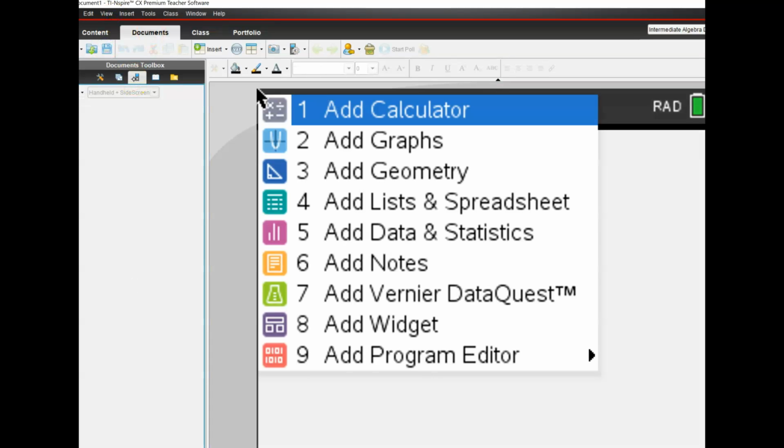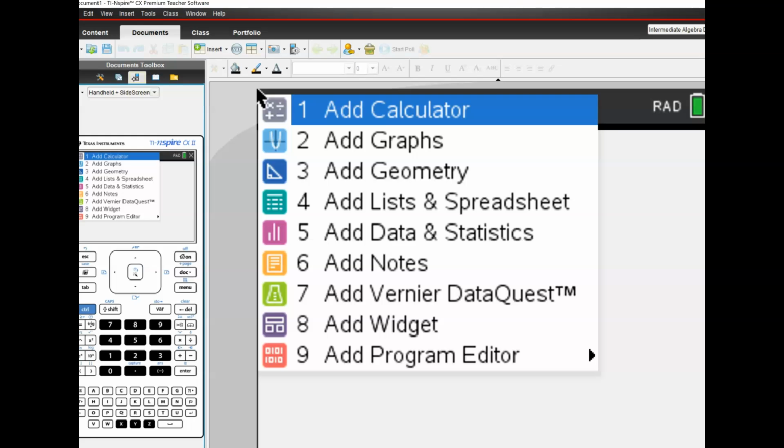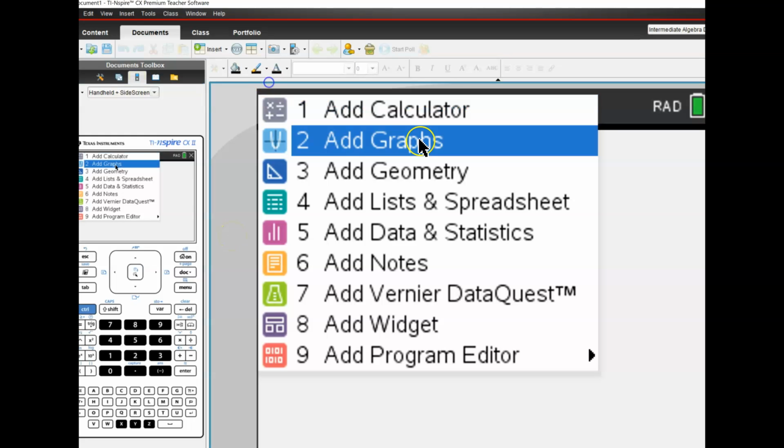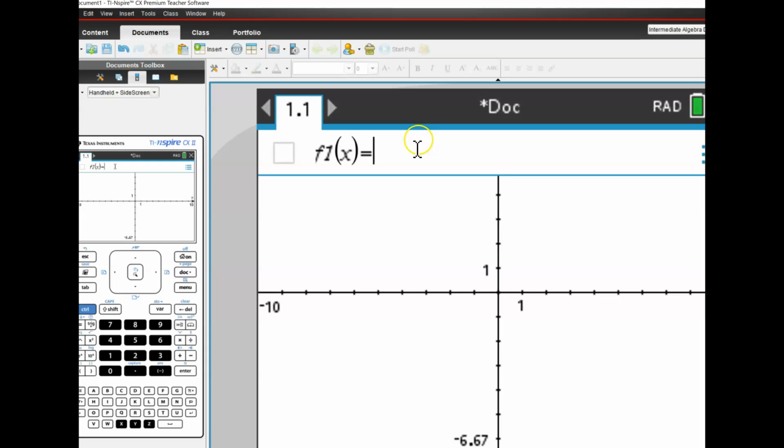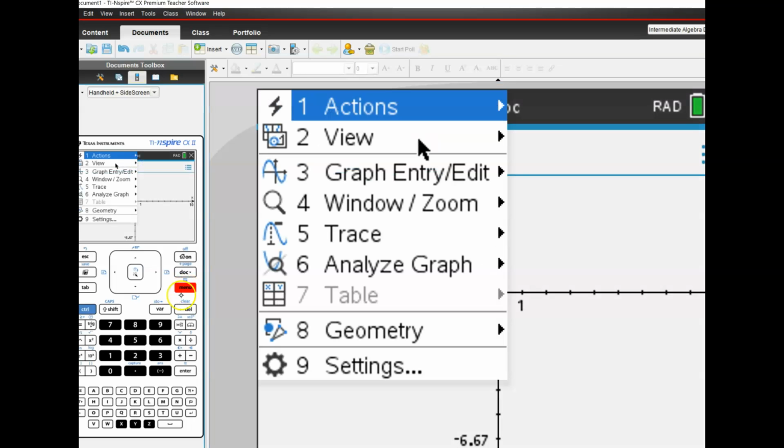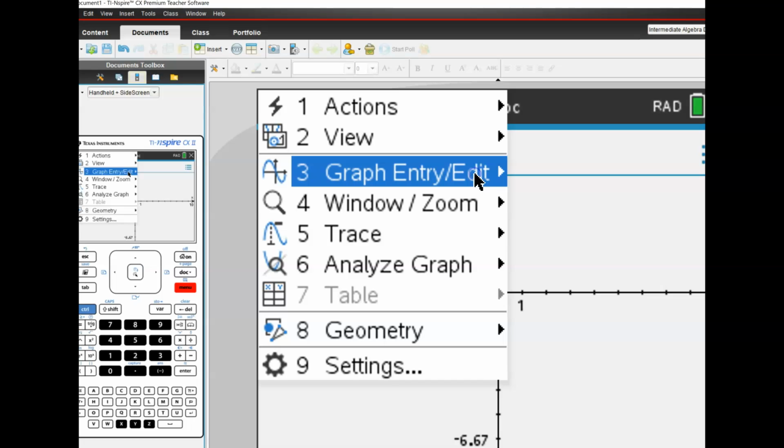Okay, we can take it off in a second. I think this should work. How do I switch it back to FX? Menu, graph, entry, edit, function.